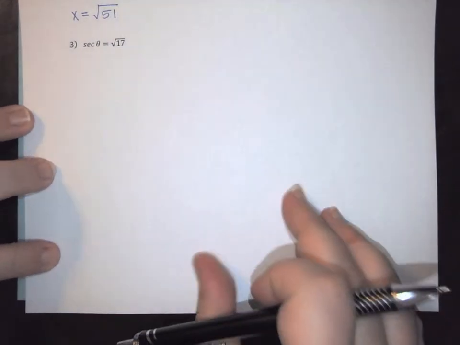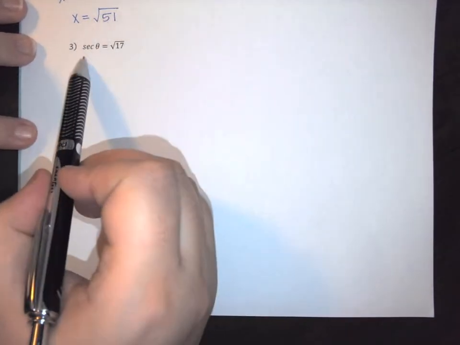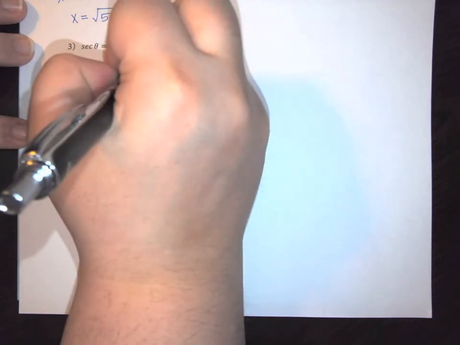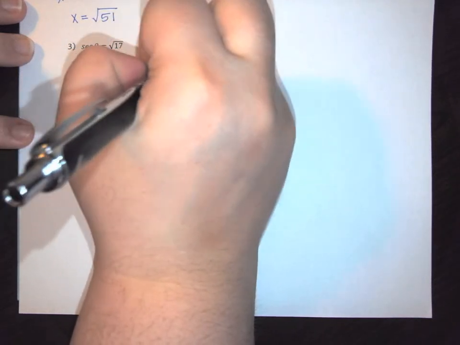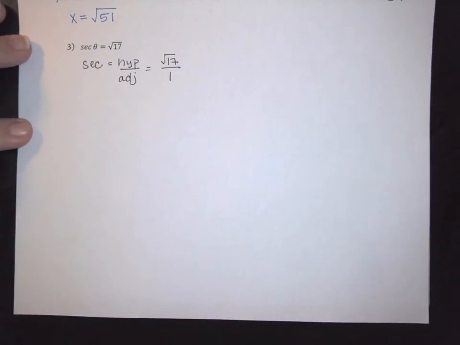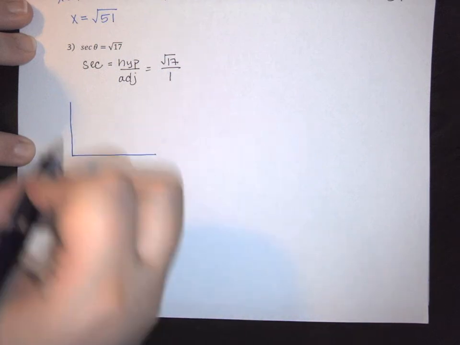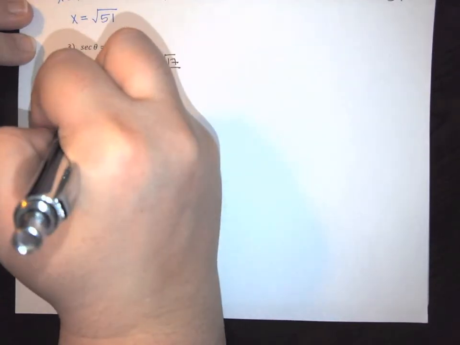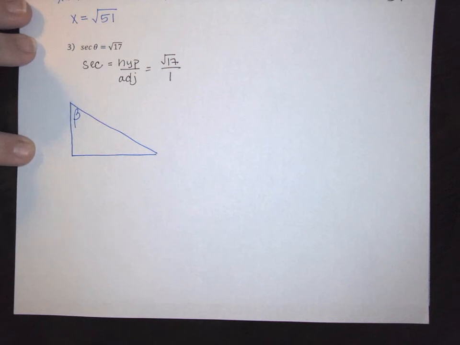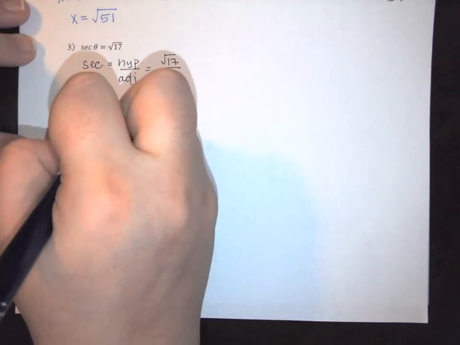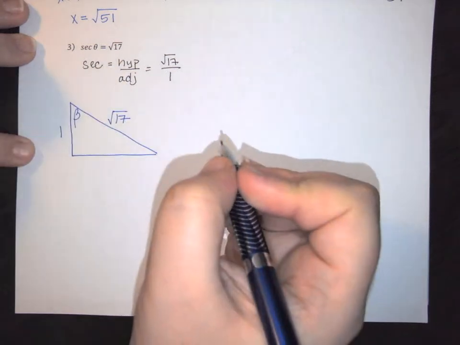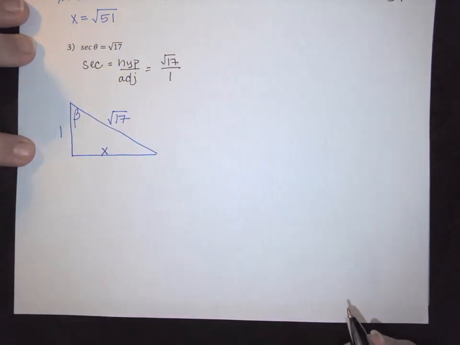Alright, let's try it one more time. So here my secant, again, I have to remember that secant is going to be hypotenuse over adjacent, which is going to equal the square root of 17 over 1. So I can make myself another triangle, and I can put in my angle. In this case, my hypotenuse here would be the square root of 17. My adjacent would be 1. And this opposite is what I'm looking for.